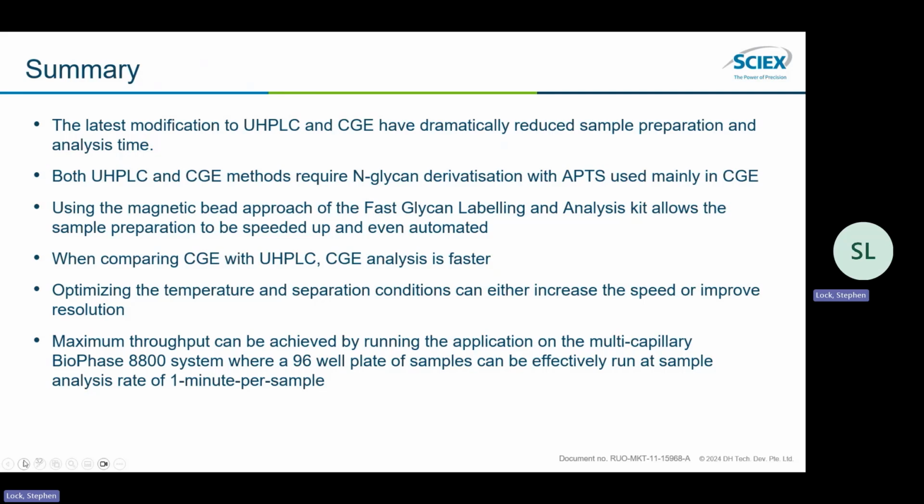But for maximum throughput, something which is available on CE, which is not available by HILIC LC separation, is the ability to multiplex samples and run 8 samples at one time on the new BioPhase system. That really gives us an analysis rate of around 1 minute per sample, so it's really fast.